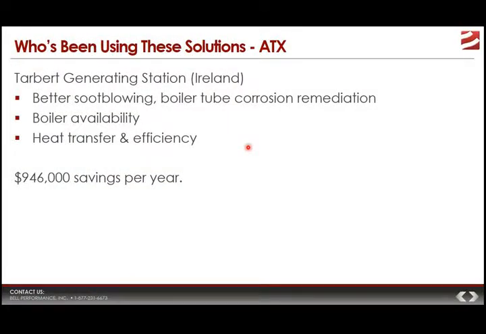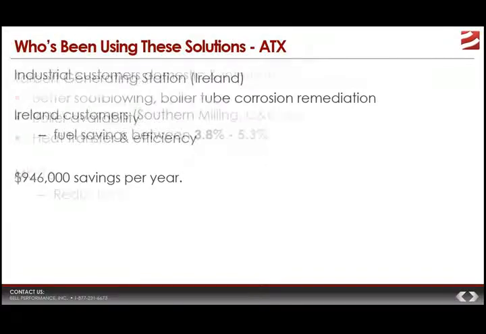Over in the EU, Ireland, Tarbert Generating Station, they used it to help with their soot blowing, help remediate corrosion on their boiler tubes, and increase their boiler availability. And what we mean by that is that if you can keep deposits from building up on those tubes, then you will not have to shut down as often. So your boiler availability will be enhanced. They, at one time, were saving almost $1 million per year, $946,000 by using the ATX formula.